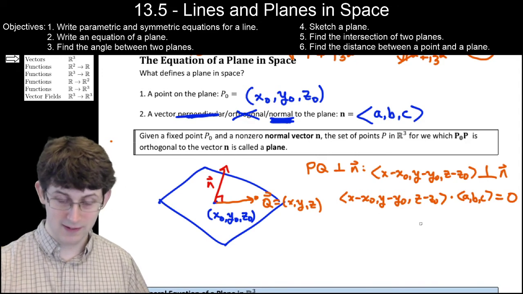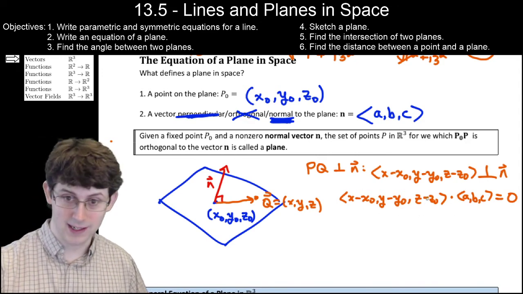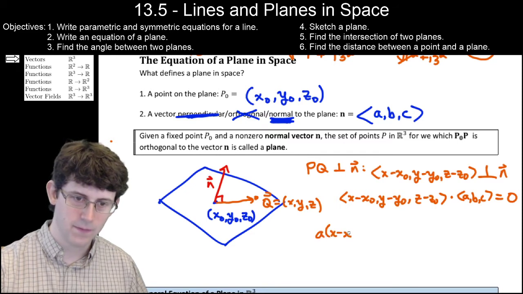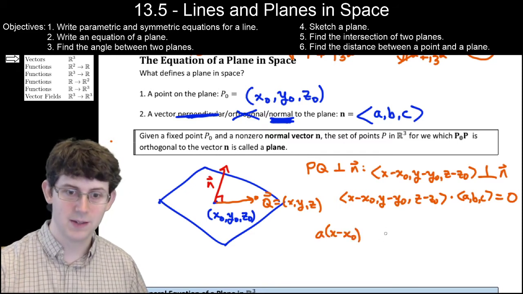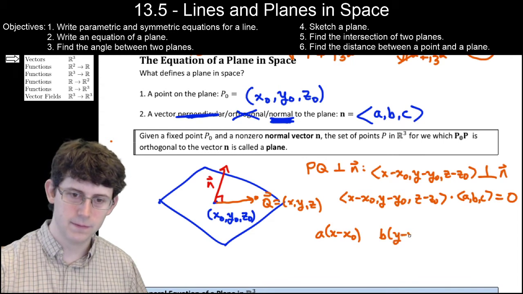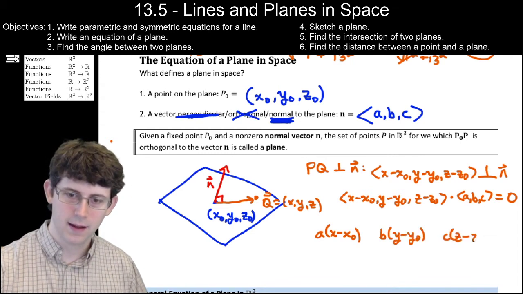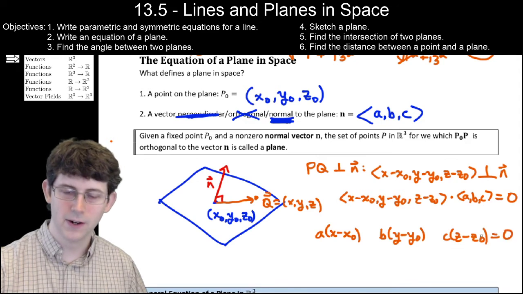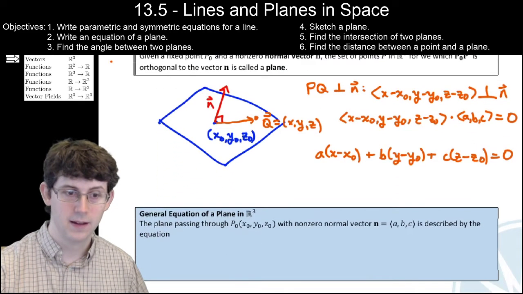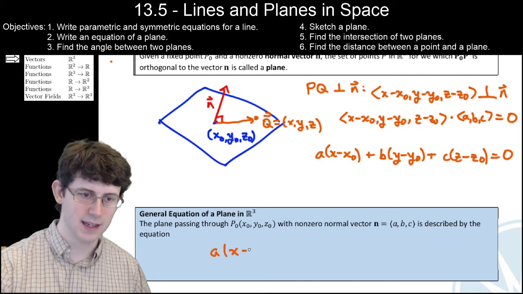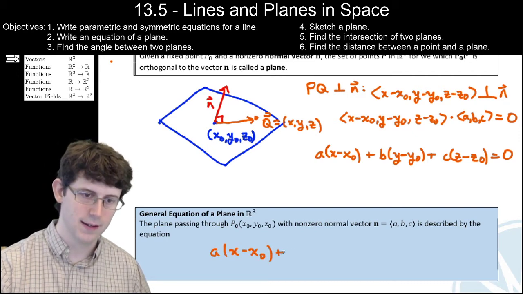So the dot product gives you a scalar over here, so there won't be any vectors anymore. We'll have a times x minus x naught, and b times y minus y naught, and c times z minus z naught. And this is all supposed to equal 0. The dot product adds up all of those products. So this is our equation of a plane. And we'll just put it in this box to show that it's important and something that you need to be able to just recall.